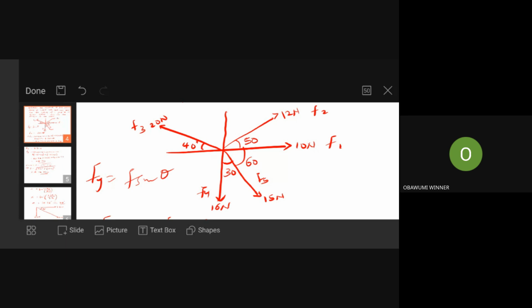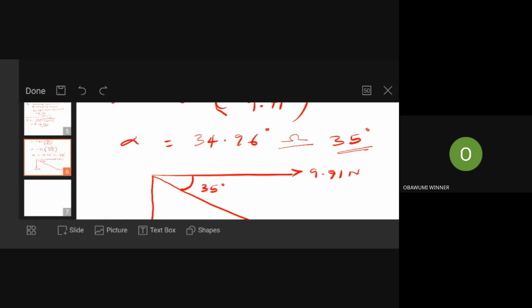So we have F1, which is 10 sine 0 plus 12 sine 50. Then still plus, I have 20 sine 40. Then if I come down, it is no longer on the positive y. I have minus 16 sine 90, because from 16 to the horizontal line there is 90 degrees. See that? So this is 90 degrees. All right. So I have minus 16 sine 90. And then I equally have the last one, which is minus 15 sine 60.